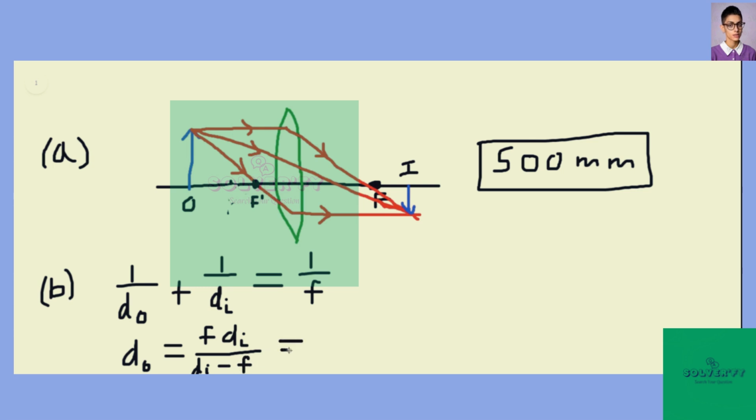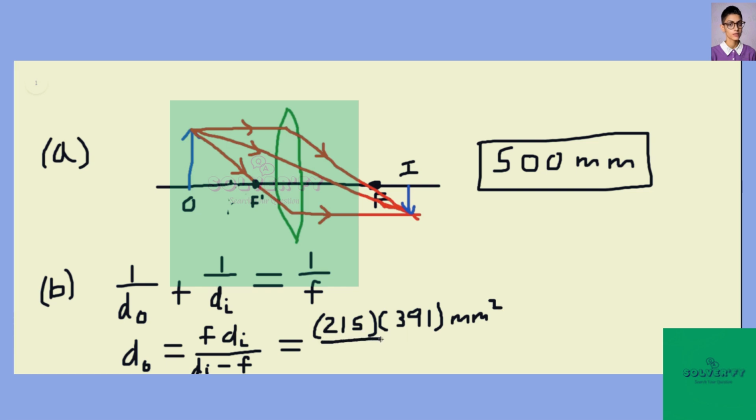So we can go ahead and plug in the values for the focal length and d sub I. So we have 215 millimeters multiplied by 391 millimeters. And since both of these have units of millimeters, millimeters times millimeters is millimeters squared. So we'll just pull that out front.